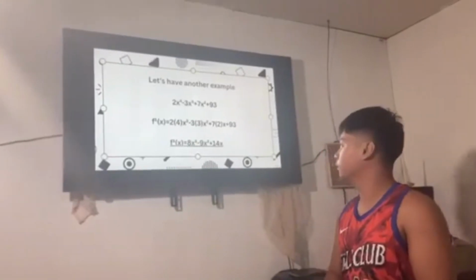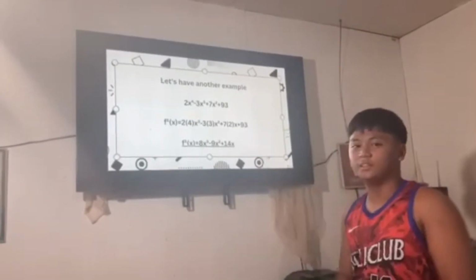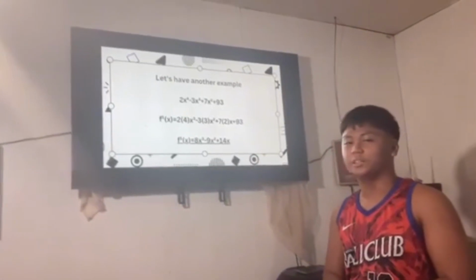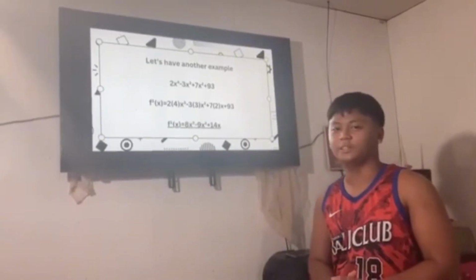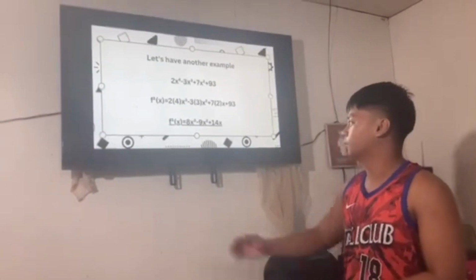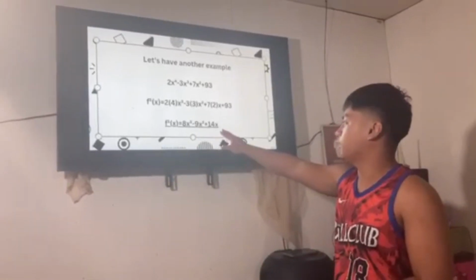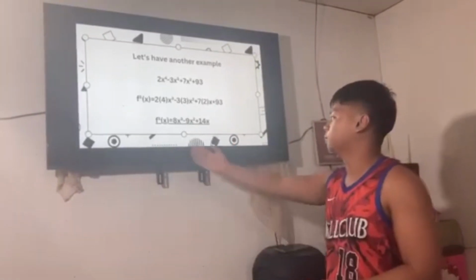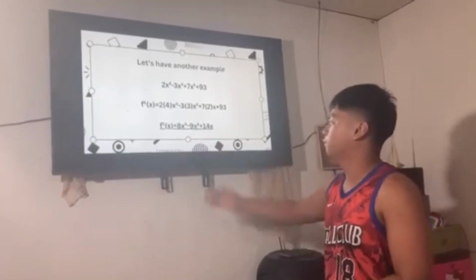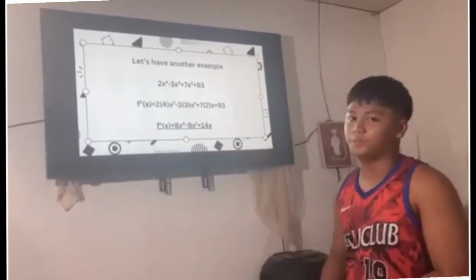So you may wonder, there is a constant. Let's remember that the derivative of a constant is always equal to 0. This is why there is no 93 here, because its derivative is 0. So this is the derivative of the equation.